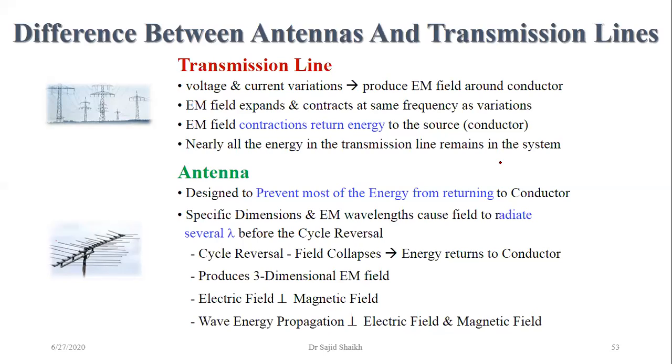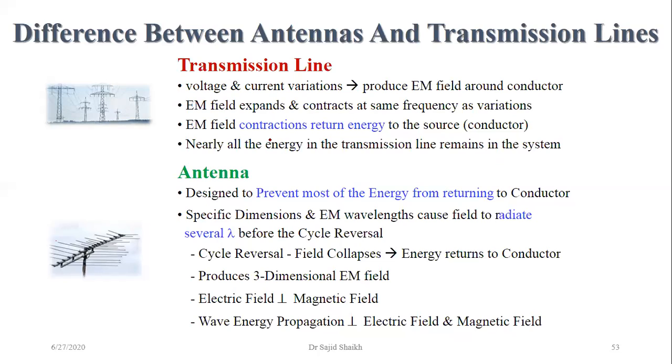If we want to differentiate between the transmission line and antenna, the first difference is that the transmission line acts like a conductor and the antenna acts like a transducer. The second point is that in a transmission line, the transmitted energy remains in electrical form. We are not going to convert the electrical energy into another form. But in an antenna, we convert the electrical energy into an electromagnetic wave and vice versa.